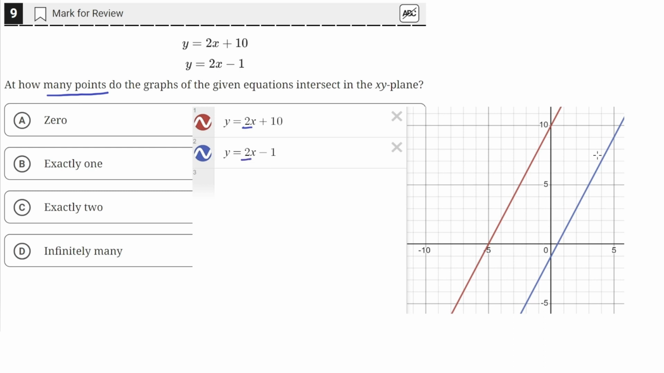And since the slope is the same, and they have different y-intercepts, these lines don't intersect. So since these lines do not intersect, the graphs intersect at only 0 points. They will continue on like this without intersecting since they have the same slope, and they're not overlapping graphs since they have different y-intercepts. So there are 0 points where the graphs intersect in the xy-plane. So the answer is A.